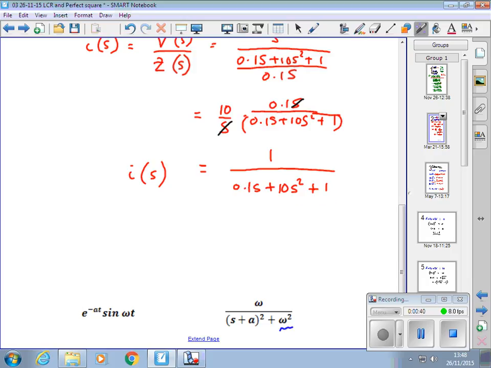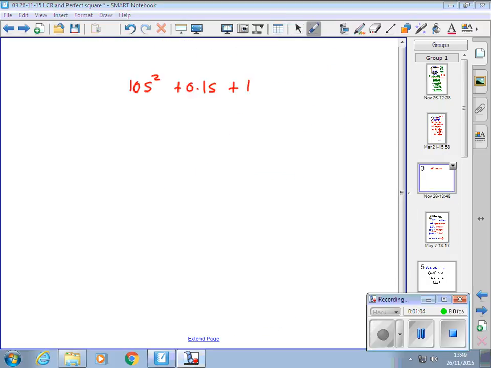And so we start off by taking this quadratic, 10s squared plus 0.1s plus 1, and apply the method of perfect squares to it. And then see what we end up with, and that will give us our values for a and omega. So let's take this quadratic, just this bottom part, and focus on it. So here's our quadratic, 10s squared plus 0.1s plus 1. What's the first thing to do with it?